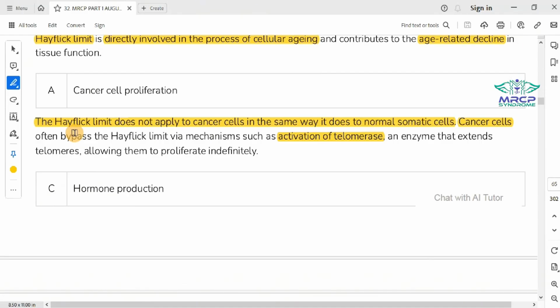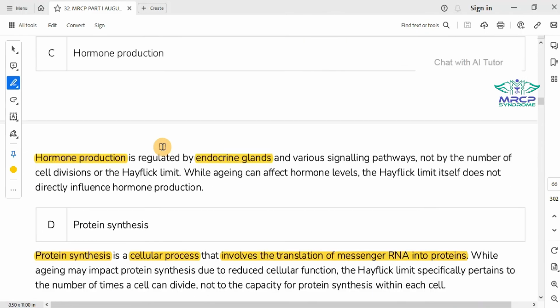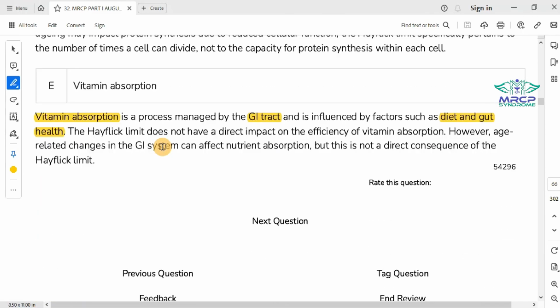tissue function. The Hayflick limit does not apply to cancer cells in the same way as it does to normal somatic cells. Cancer cells often bypass the Hayflick limit via mechanisms such as activation of telomerase, an enzyme that extends telomeres, allowing them to proliferate indefinitely.